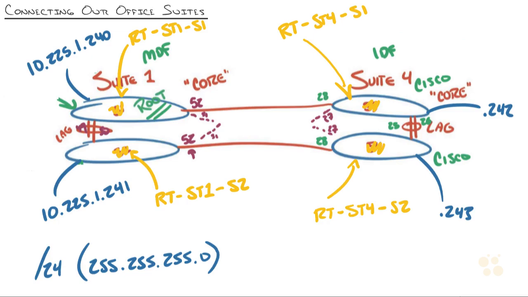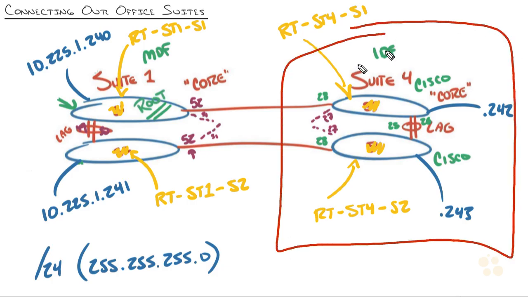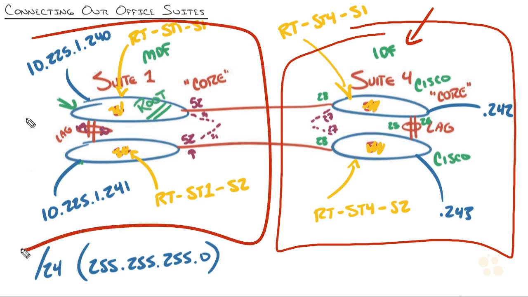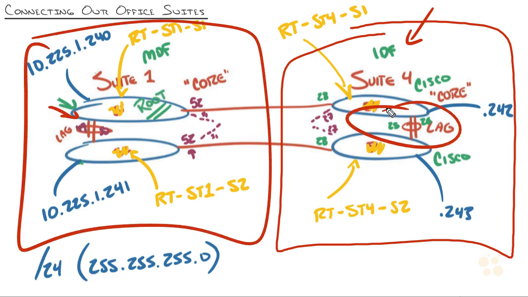All right, let's take lag from concept to implementation. I'm going to implement it in two sections. First off, I'm going to implement it in the IDF because it doesn't impact as many people if we do it wrong. Then we'll move over to our Suite 1 switches and implement it in the MDF. So in the IDF, what I'm looking at is port 25 and 26 being the ones designated as our lag.